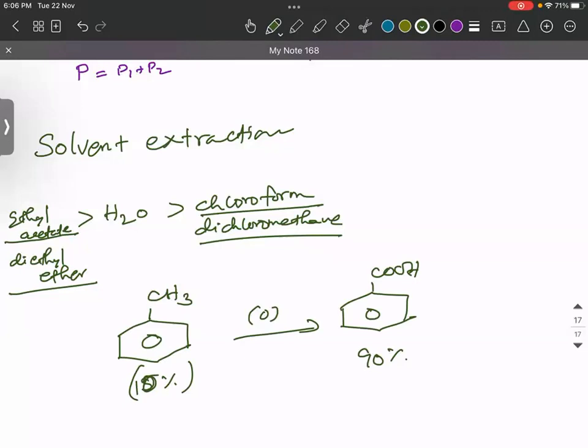Now another thing, it will become liquid. It will become solid. But in the reaction, it's neither solid nor a liquid. Some gel form. This you have to separate.